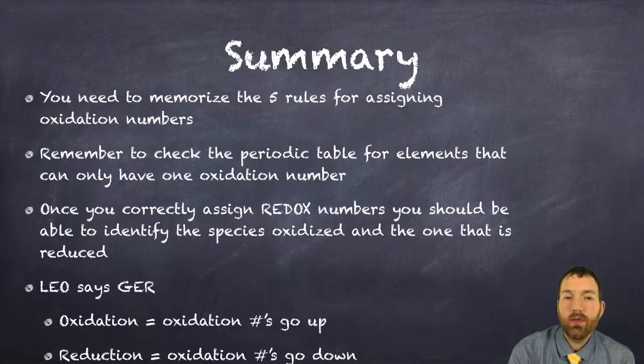So this obviously involves a lot of practice. The more you do this, the better you'll get. But this skill is absolutely essential, because if you can't assign oxidation numbers correctly, you can't do any of the other questions that are going to be asked of you in this chapter. So if you're having trouble with this, please ask for help, and if you have any questions, let me know.